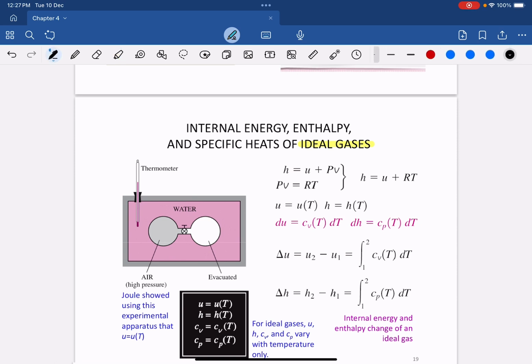Now, this is the one that I mentioned just now, enthalpy. Enthalpy is defined as internal energy and boundary work. And if you still remember the equation of ideal gas, we have PV equals RT, where the R in this case is the specific gas constant.